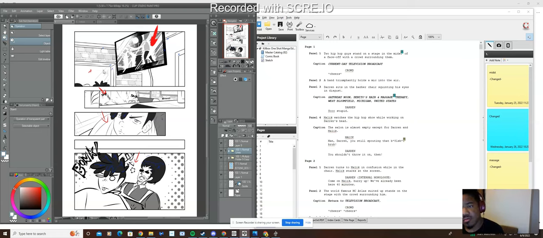So you see panel one is pretty much the same as what I have written down, but you don't necessarily have a second panel showing a hand triumphantly holding a mic into the air. But that's because Director was able to make the decision that it wasn't necessarily necessary on this page.